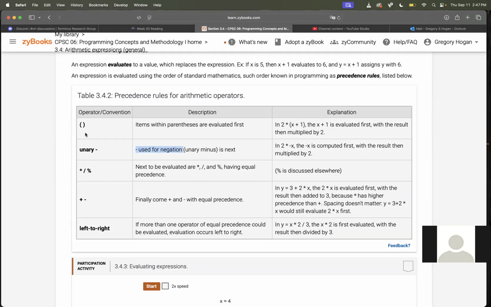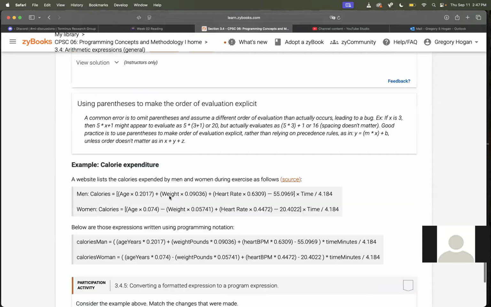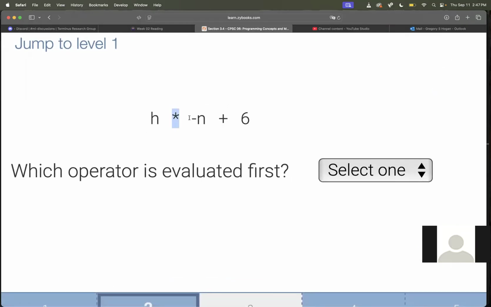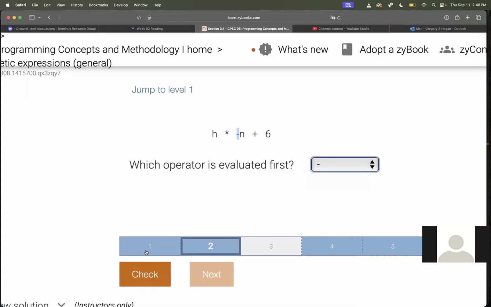Where that comes is after parentheses, but before you get to multiplication. So down here, there are three things: the multiplication, the negative, and the plus. And it turns out that this negative actually happens before the multiplication. That's just from our chart. So this is just the minus sign. See, got it right.